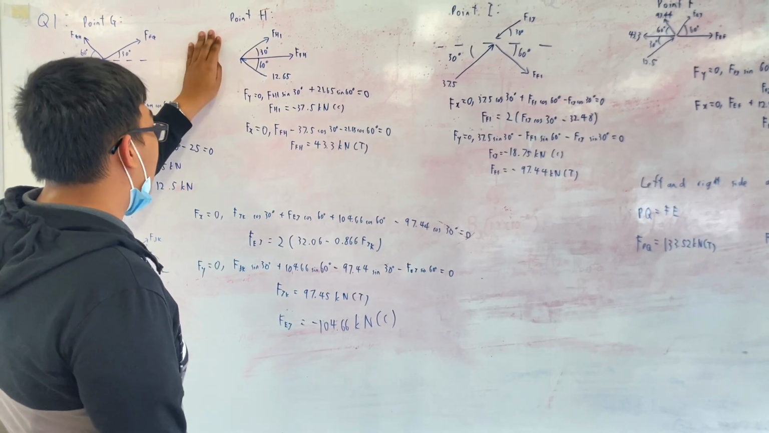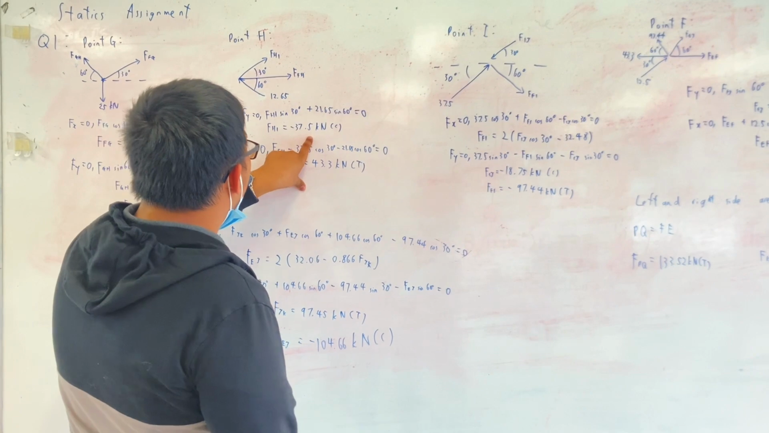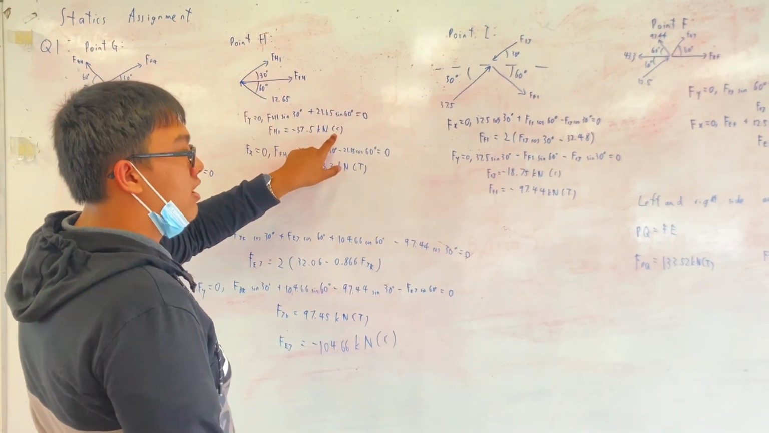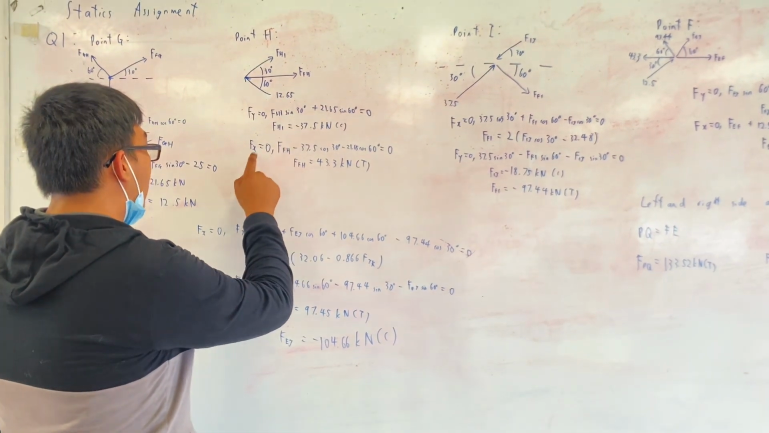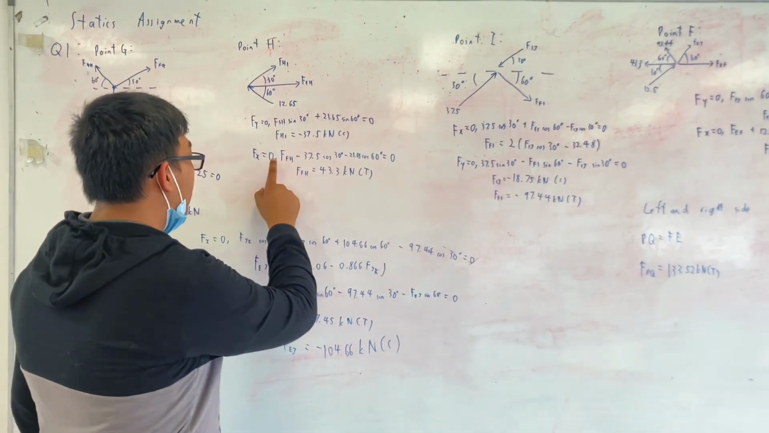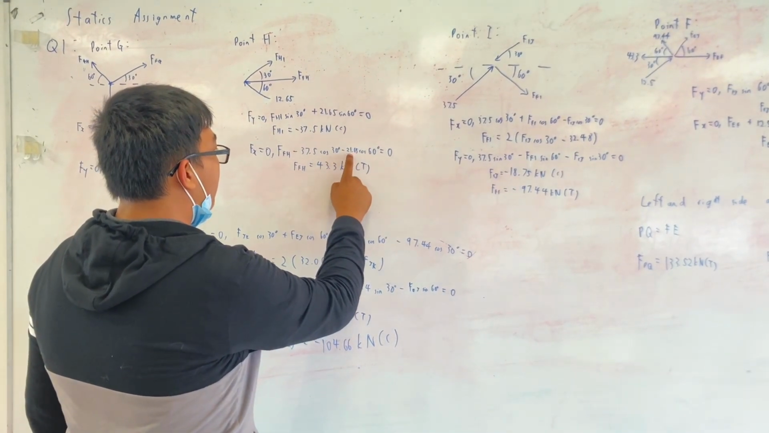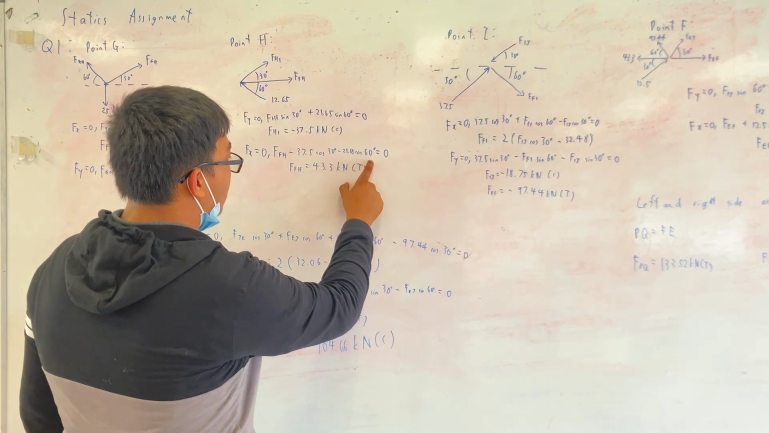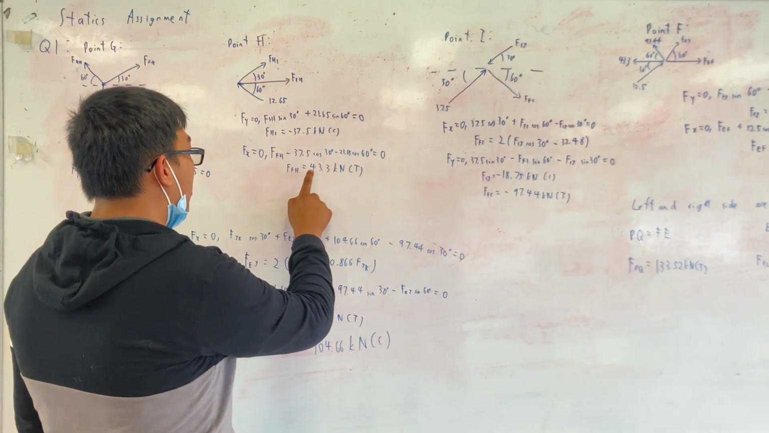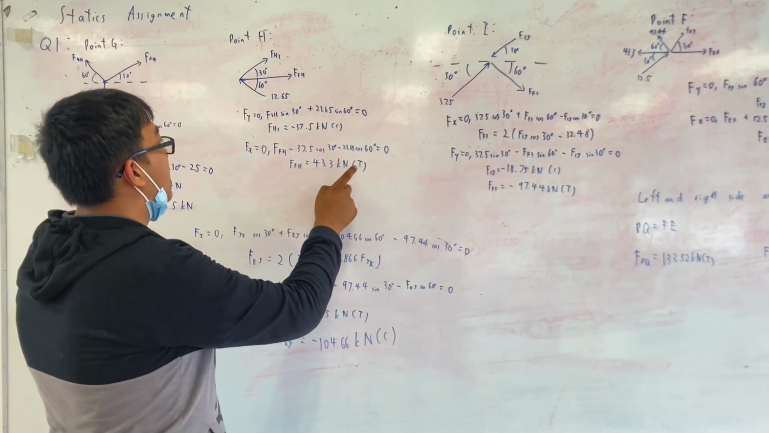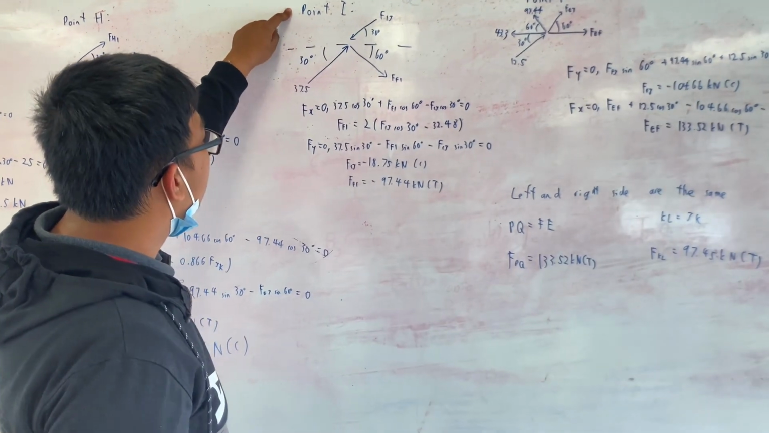So here you can determine that FHI is negative 37.5 kilonewtons. And from the free body diagram, we can determine that it is a compressive force. And then we can use it in the Fx equation, which is FFH minus 37.5 cos 30 degrees minus 21.65 cos 60 equals 0. From there, we can determine that FFH equals 43.3 kilonewtons, which is a tensile force. And then we can move on to point I.